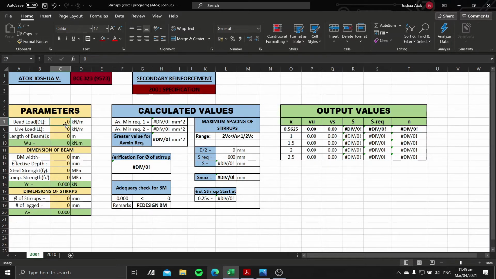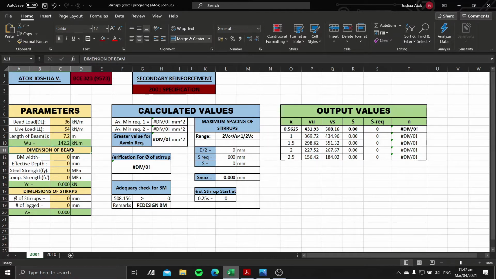The problem shows the value for our dead load of 36 kN per meter and 54 kN per meter in terms of live load. For the length of the beam, we are going to consider the clear span value of 7.2. And here, it shows the ultimate uniform load of 142.2 that is being exerted on our beam.